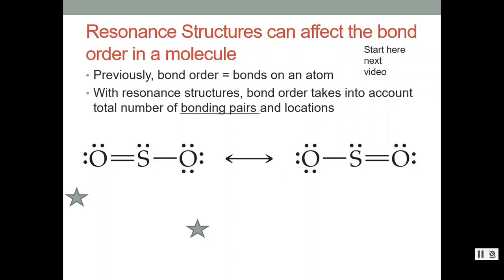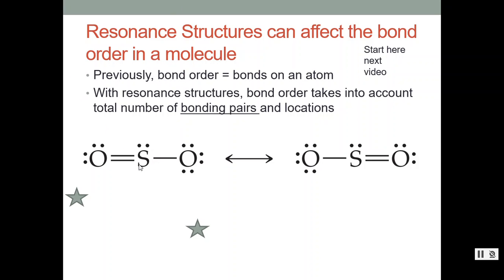The presence of resonance structures can affect something called the bond order in a molecule. In an earlier video, we very briefly introduced this concept of bond order with respect to the number of bonds on an atom, either single, double, or triple. Triple bonds have a higher bond order, more energy, and a shorter bond length. Now we can use that concept of bond order with resonance structures to say something about the length or the character of that bond.